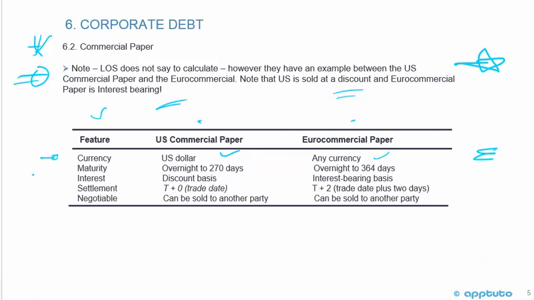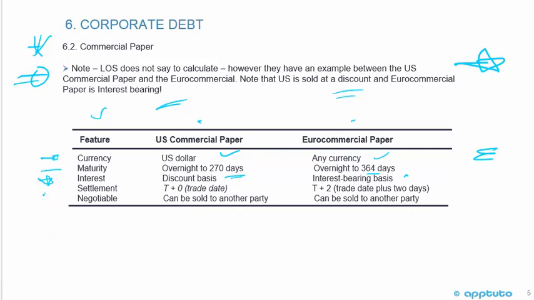Maturity, this is important. US commercial paper is overnight to 270 days, but the Euro commercial paper is up to 364 days. You know that you could make a lot of multiple choice questions, most likely, least likely, based on some factoids from this table. And very important here in terms of the interest, US commercial paper is sold on a discount basis, but the Euro commercial paper is interest bearing.